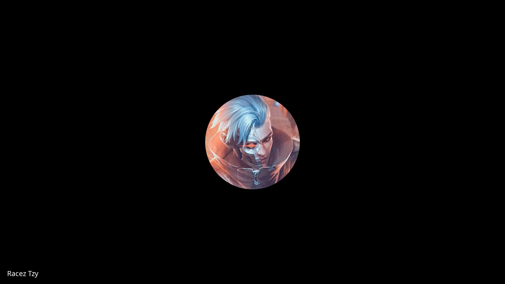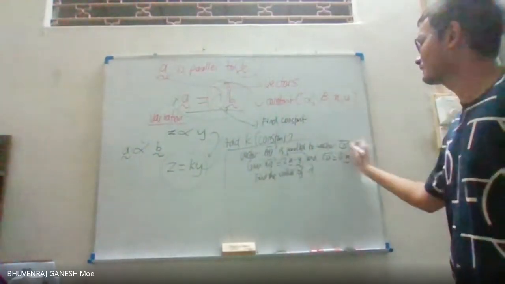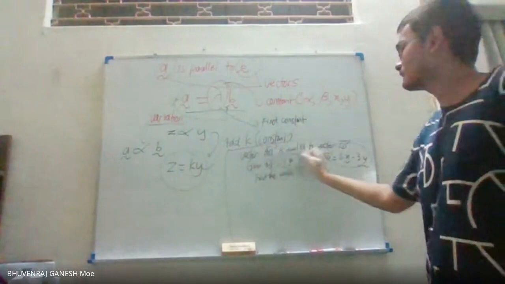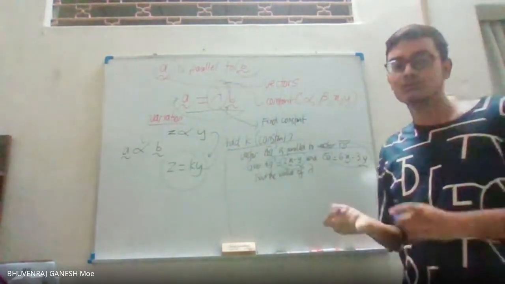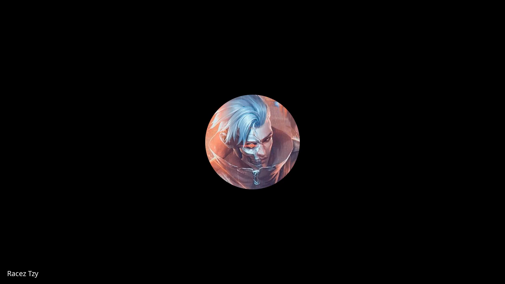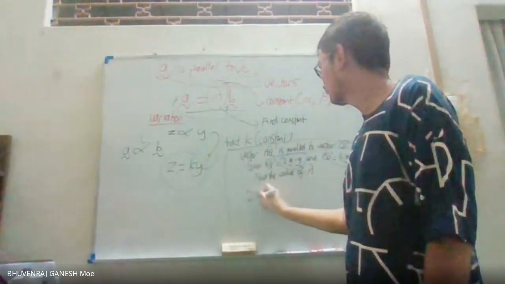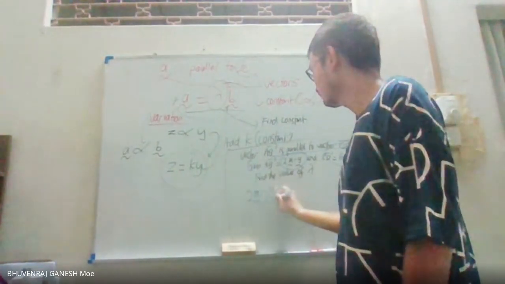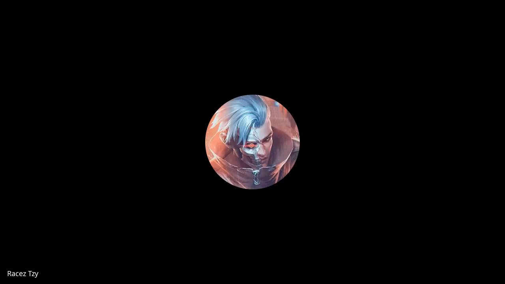So you have to convert all this info to an equation, basically. They say vector AB is parallel to vector CD, right? How will you write it in equation form? 2x minus y equals 6x minus 3y.